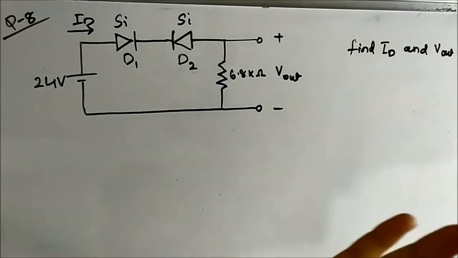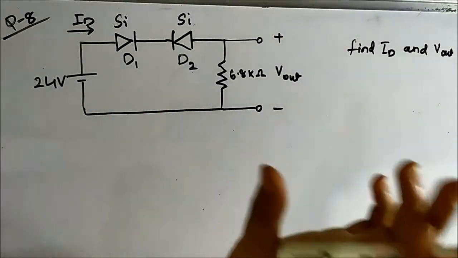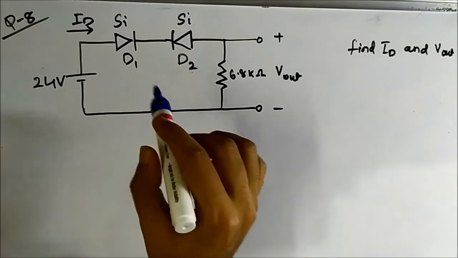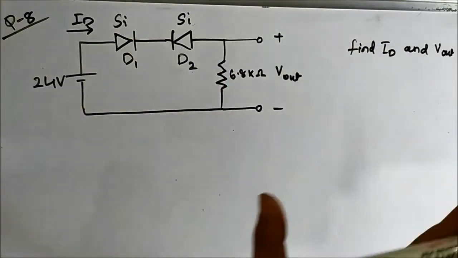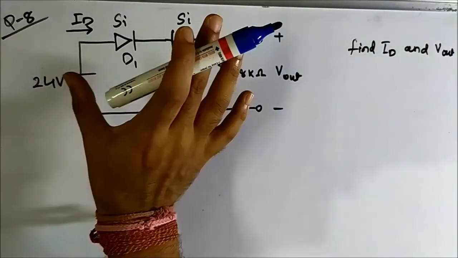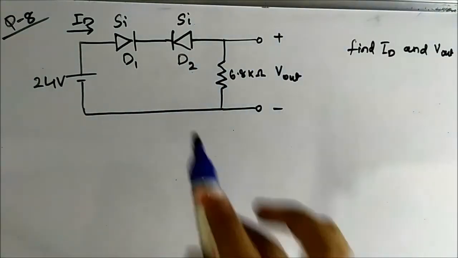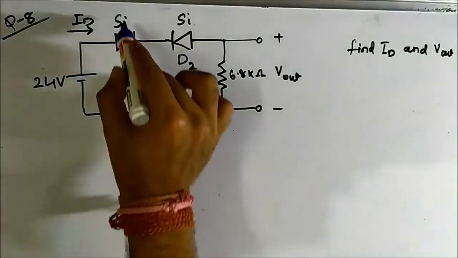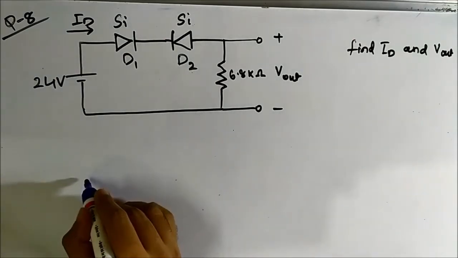Let us assume that both the diodes are on. We will replace them by their equivalent built-in potentials. There has been no mention in the question about any forward resistance, so we will neglect that. We will replace them only by their built-in potential, which is 0.7 volt for silicon, because silicon has been mentioned. So let us redraw the circuit.